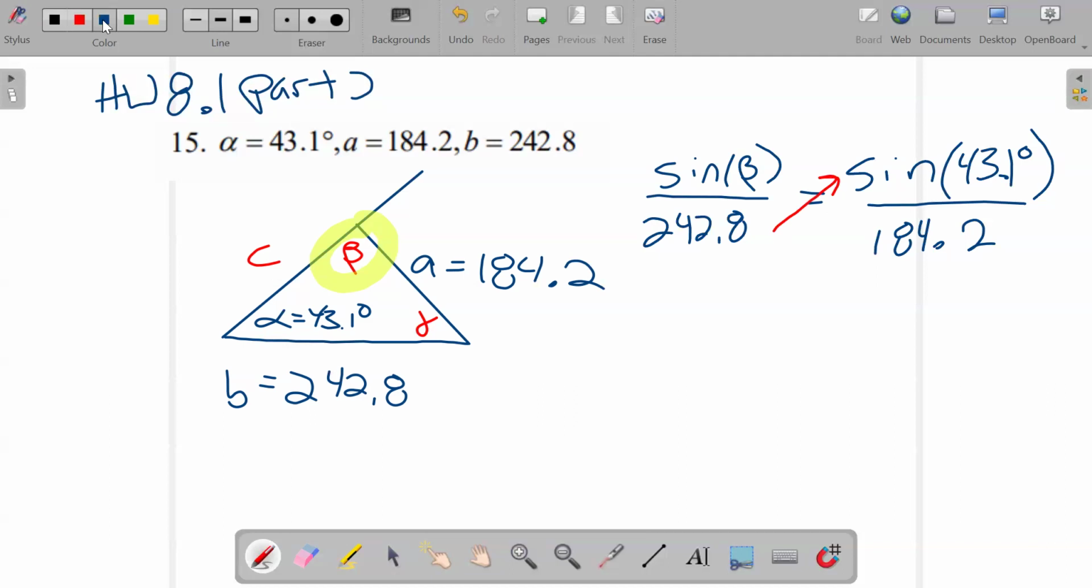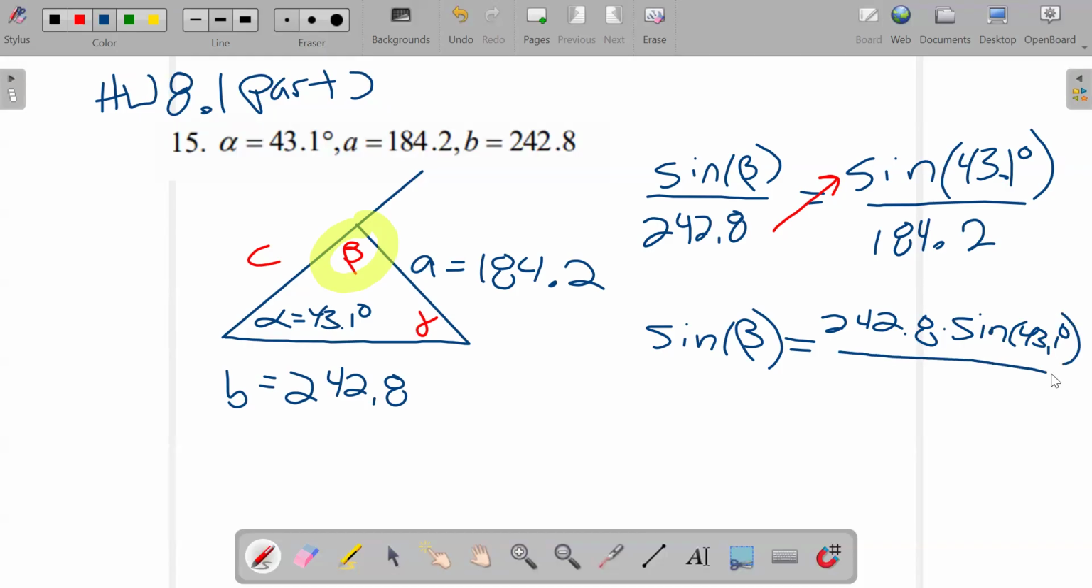Well, not just, but that's a good start. So I've got sine of beta is equal to 242.8 times the sine of 43.1 degrees over 184.2. And the only exact answer we can get is by using the inverse or arc sine. So then beta will be equal, I'm going to write it as sine inverse of that. So let's plug that into our calculator right away.